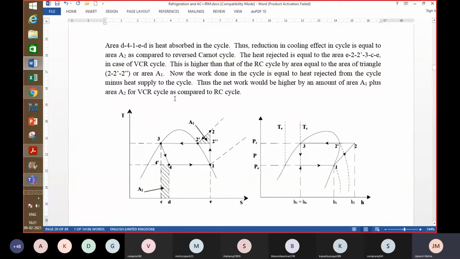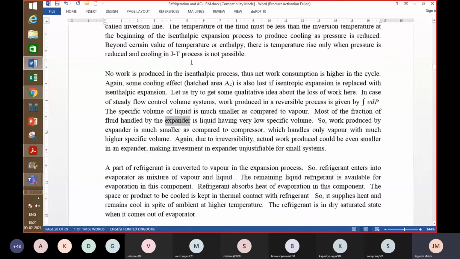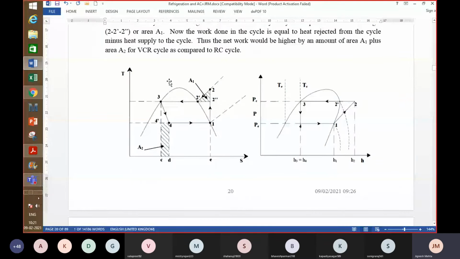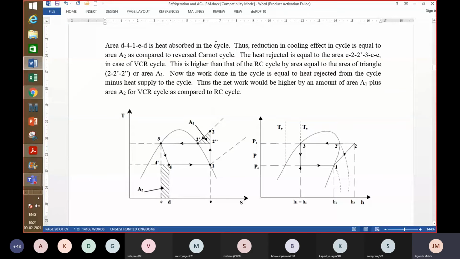Area D41ED is heat absorbed in the cycle. We are talking about the vapor compression refrigeration cycle. Thus, reduction in cooling effect in the cycle is equal to area E2 as compared to the reverse Carnot cycle. The heat rejected is equal to area E, then 2 dash 3, CE.